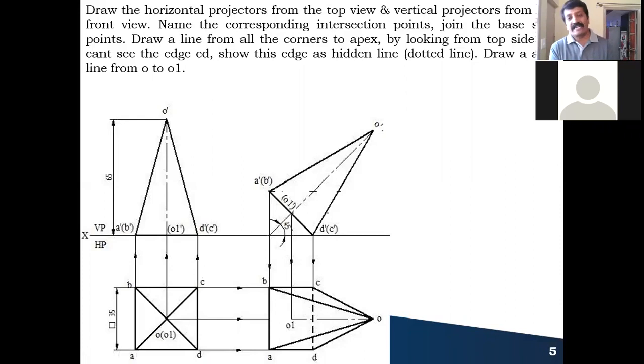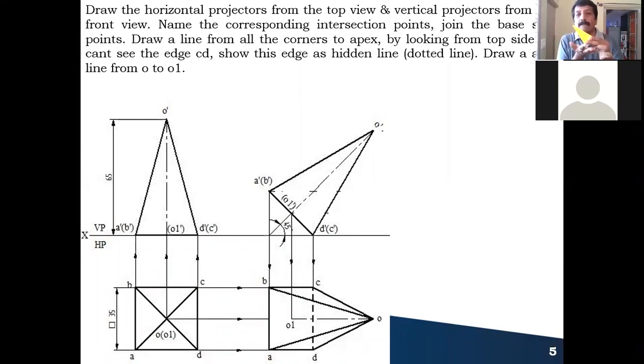After getting all these points, we have to see which edges we can see and which edges we cannot see. That is, visible edges and hidden edges. So let me show you with the help of this. You are tilting it like this. The axis is inclined at 45 degree, and the base is also inclined at 45 degree. When you are looking from the top, the base sides 1, 2, 3, all these three sides you can see. The base side which is resting on HP, you cannot see.